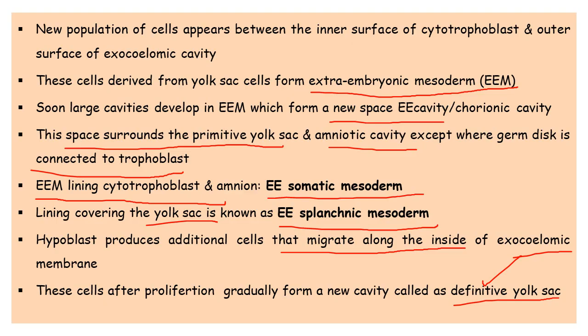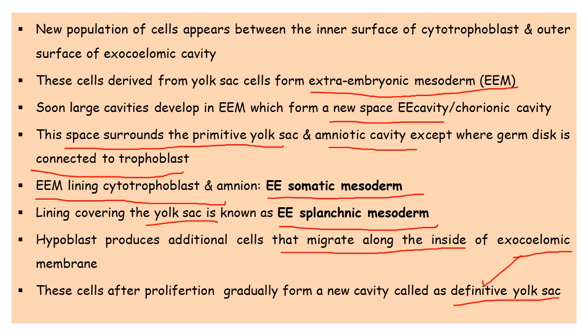So a new population of cells appears between the inner surface of the trophoblast and the outer surface of the exocoelomic cavity. We call it the primitive yolk sac. So a new layer was generating here, and that layer we call extraembryonic mesoderm. So this extraembryonic mesoderm was present between the extraembryonic endoderm and cytotrophoblast. Soon large cavities develop in the extraembryonic mesoderm. How is this extraembryonic mesoderm further converting into chorionic cavities?